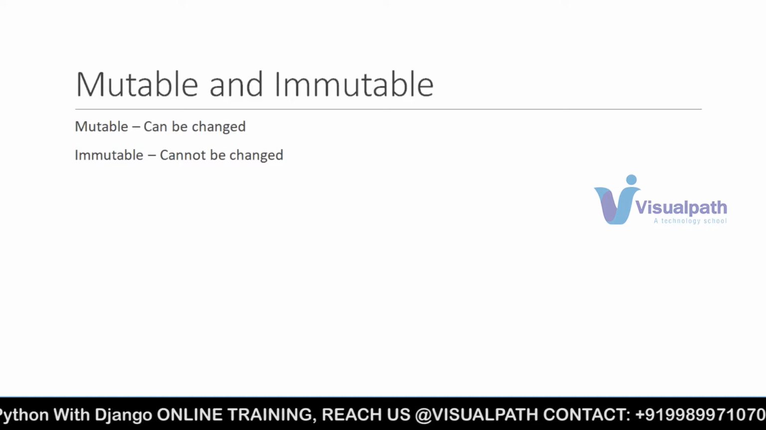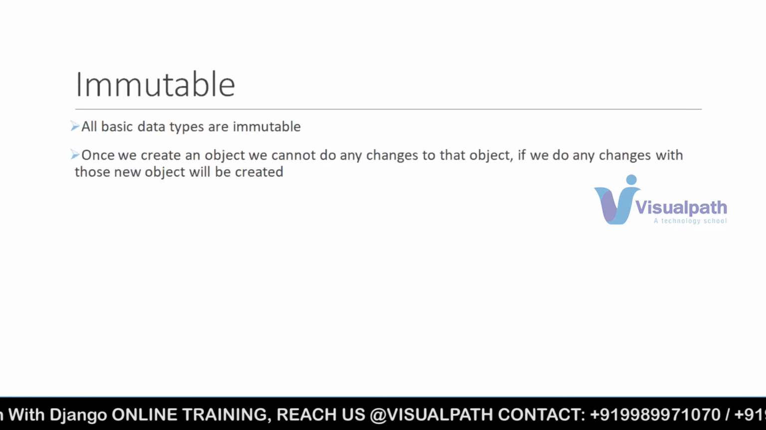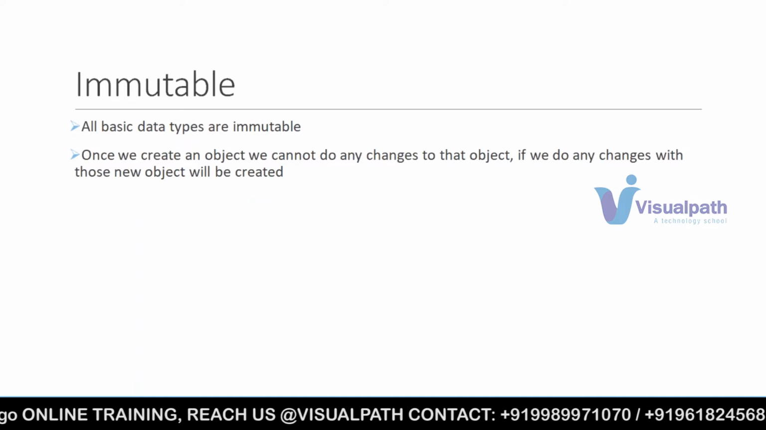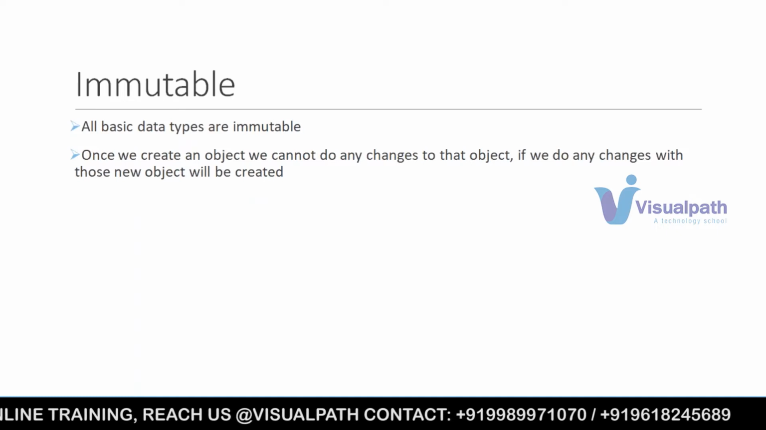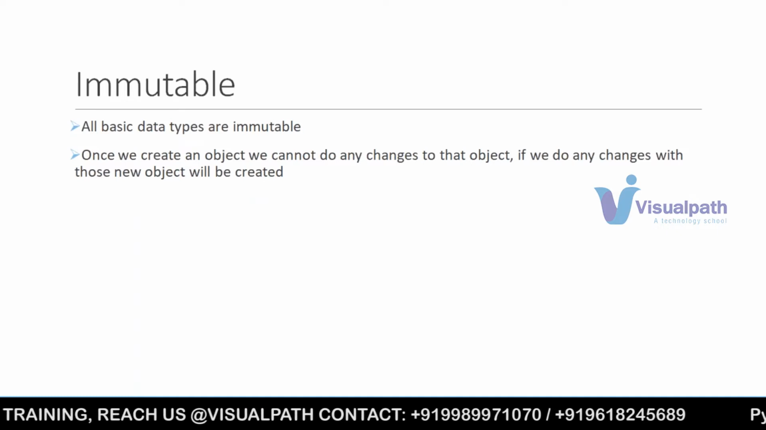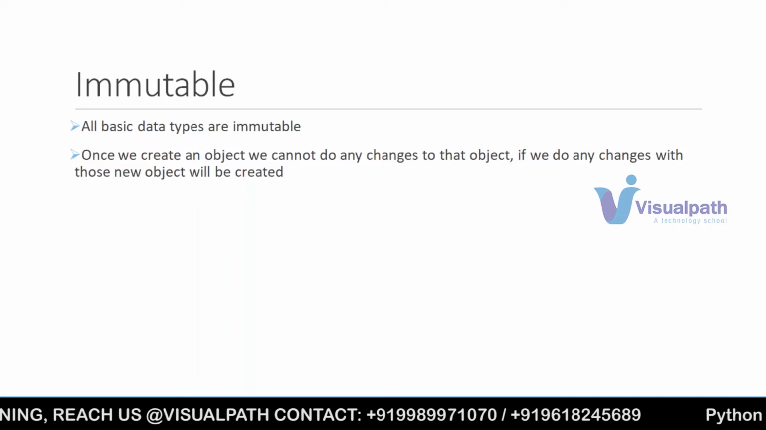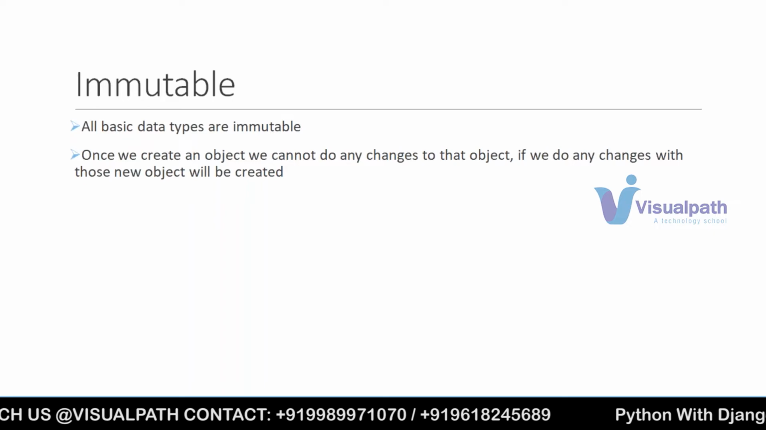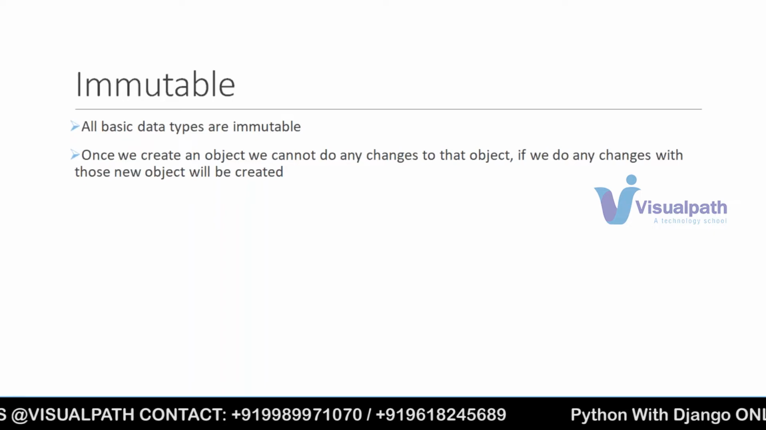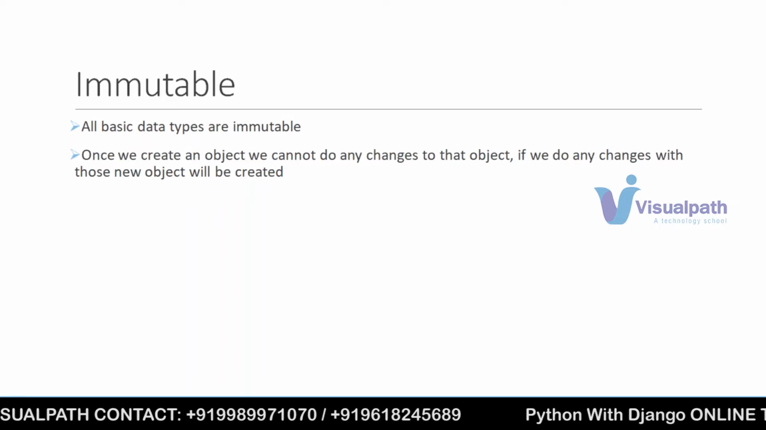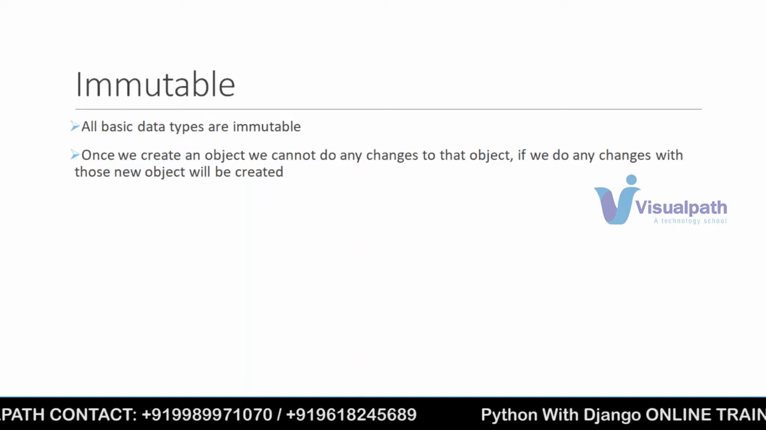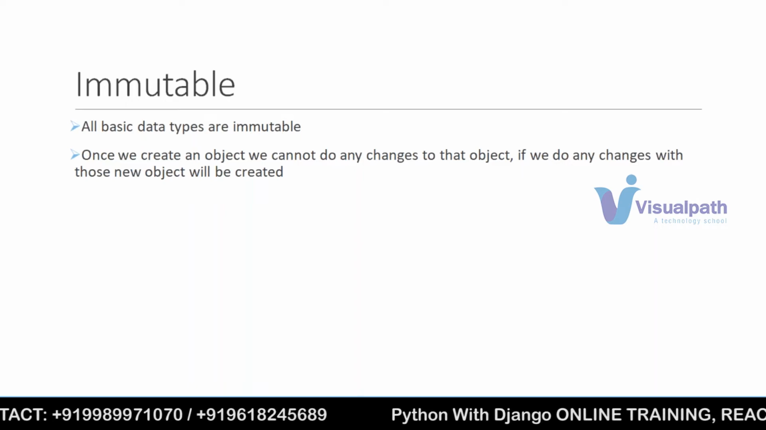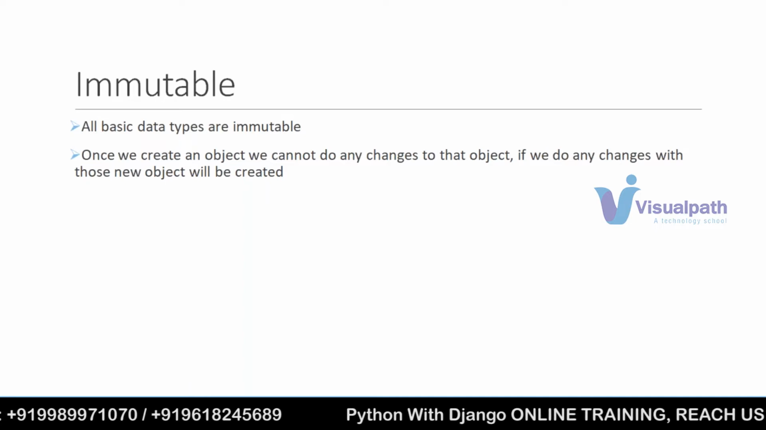Next, immutable means what? All basic data types are immutable. All fundamental data types are immutable. That means integer, float and string. Forget about complex type. So all fundamental data types are immutable. That means once we create an object, try to understand this second line properly, we cannot make any changes to that object.